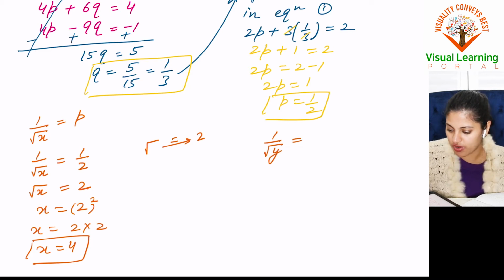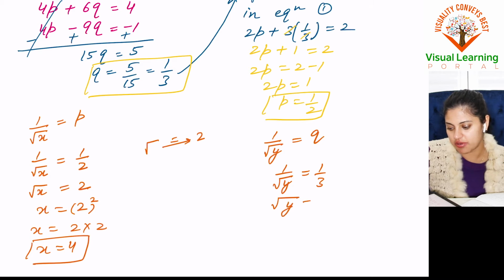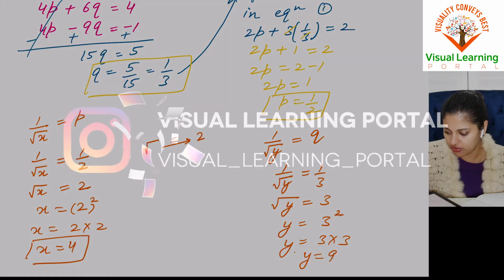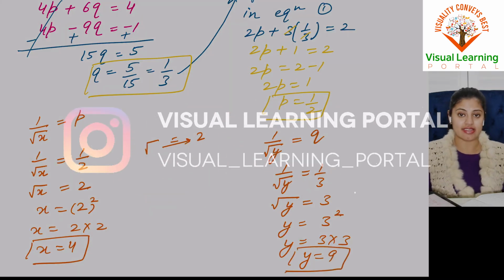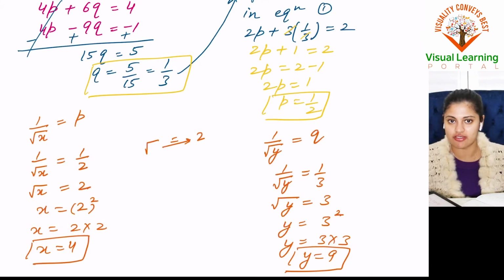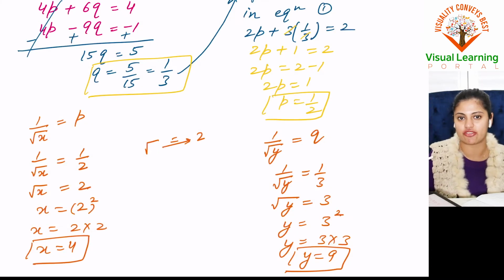Similarly, you have assumed 1 over under root of y as q. So you're going to put the value of q, which you got as 1 over 3. Similarly, you can write under root of y is equal to 3. y is equal to 3 squared, y is equal to 3 times 3, and y is equal to 9. So you got the value of x as 4 and y as 9 in the equation. So this is the way to solve such type of equations.